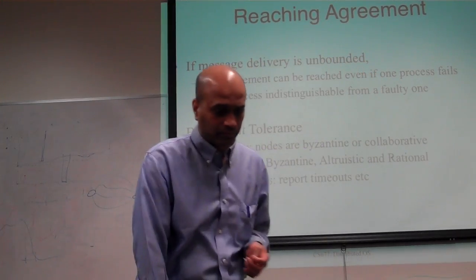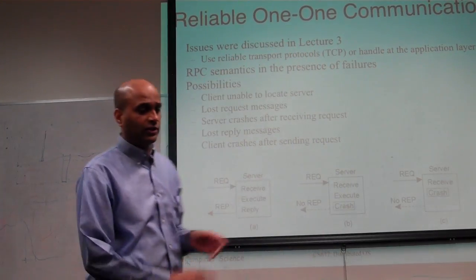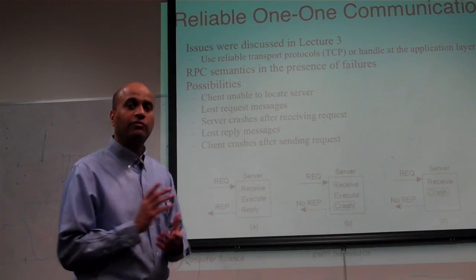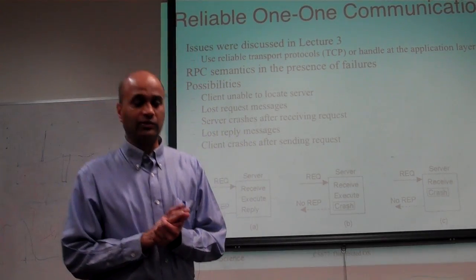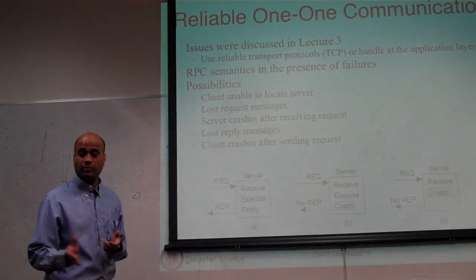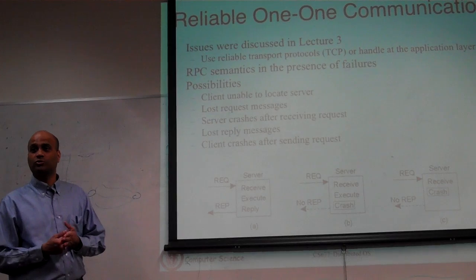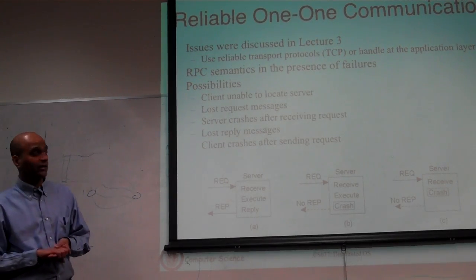So I'm going to skip this reaching agreement. I already said enough about it. Instead, I'm going to talk a little bit about reliable one-to-one communication, and then we'll talk about distributed commit and two-phase commit and things like that, which are actually used in practice. Byzantine fault tolerance, well studied, but too expensive to use. So it's good to know, but in most practical systems, you won't see anything like that implemented.